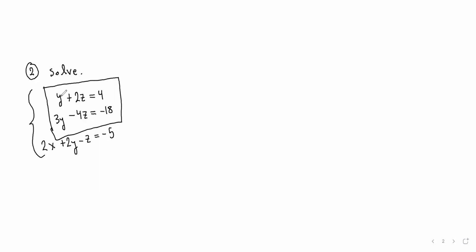So 2 times the first will be just 2 times each variable. So 2y plus 4z is equal to 8. 4 times 2 is 8. And then we're going to add the second. So we add 3y minus 4z equals minus 18.